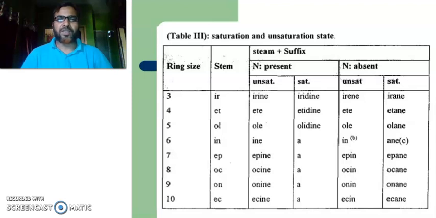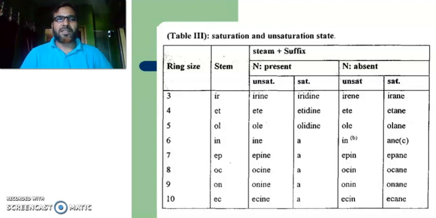Now there is a further classification, stem plus suffix. Nitrogen present, nitrogen absent. Nitrogen present, again saturated or unsaturated. Nitrogen absent, saturated or unsaturated. So if you have unsaturated and nitrogen present: irine, ete, ole, ine, epine, ocine, onine, ecine. Saturated: iridine, etidine, olidine. If you have nitrogen absent, then if the compound is unsaturated: irene, ete, ole, in, epine, ocine, onine, ecine. Saturated: irane, etane, olane, ane, epane, ocane, onane, ecane.